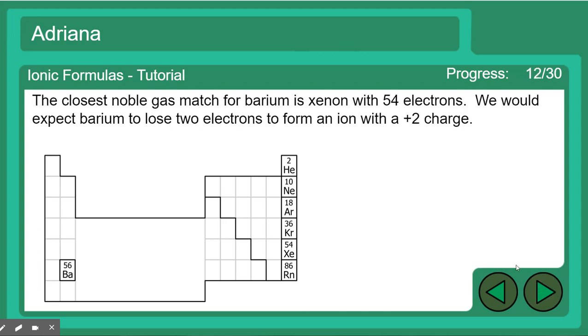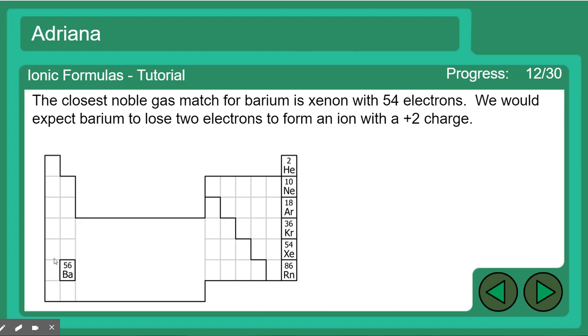Hopefully, you very confidently said, okay, we are not about to gain 30 electrons here. It's just way, way easier for barium to become like xenon with 54 electrons. And so we will know and very much expect barium to lose 2 electrons when it becomes an ion to form an ion with a +2 charge.